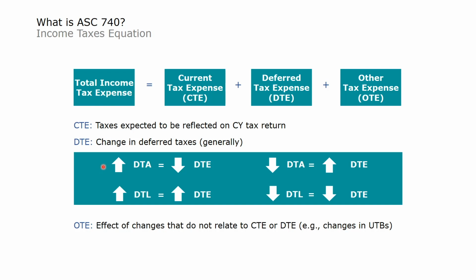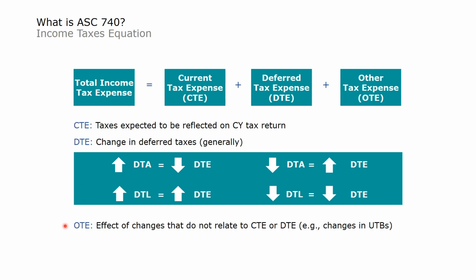One thing to know about deferred tax expense is it has an inverse relationship with DTAs. So as my deferred tax asset increases, my deferred tax expense is going to decrease, and then vice versa. As my deferred tax asset decreases, my deferred tax expense is going to increase. It's the opposite for deferred tax liabilities. So as my DTL increases, so does my deferred tax expense. And as my DTL decreases, so does my deferred tax expense.